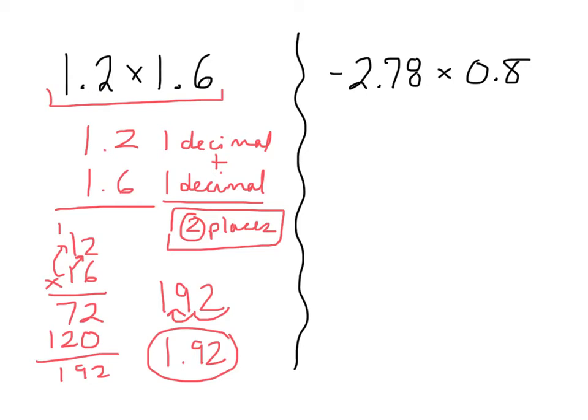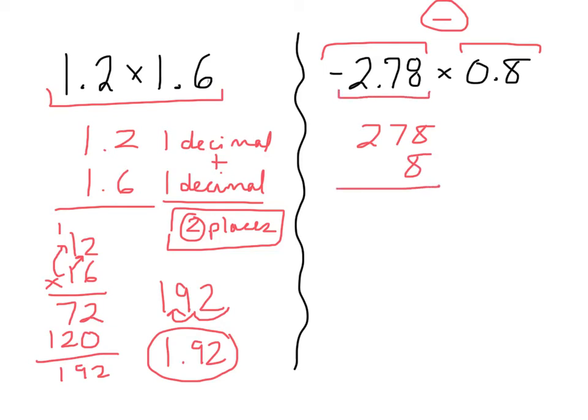We'll try one with negatives. I'm multiplying a negative number times a positive number, so I know my answer is going to be negative. So I'm just going to take the negative out when I do my multiplying, and I'm going to take out my decimals and just multiply 278 times 8. I'm going to put the decimals back in. So this has 1 place value to account for, and this has 2 decimal places to account for. So in the end, I'm going to move the decimal in a total of 3 places.